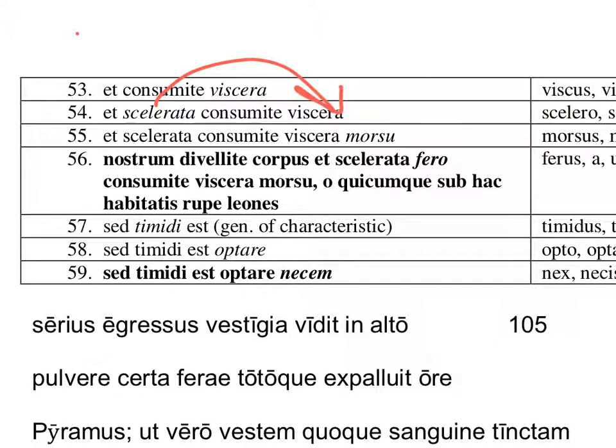57. Sed timidi est. I'm gonna need a processing. Oh, yeah, this whole genitive characteristic. I'm not going to make you process it on the spot. I'm going to help you with it because it's kind of weird. In English, we would say, like, well, I'm going to go to 58. Sed timidi est optare. The literal translation is, but it is of the timid to hope.